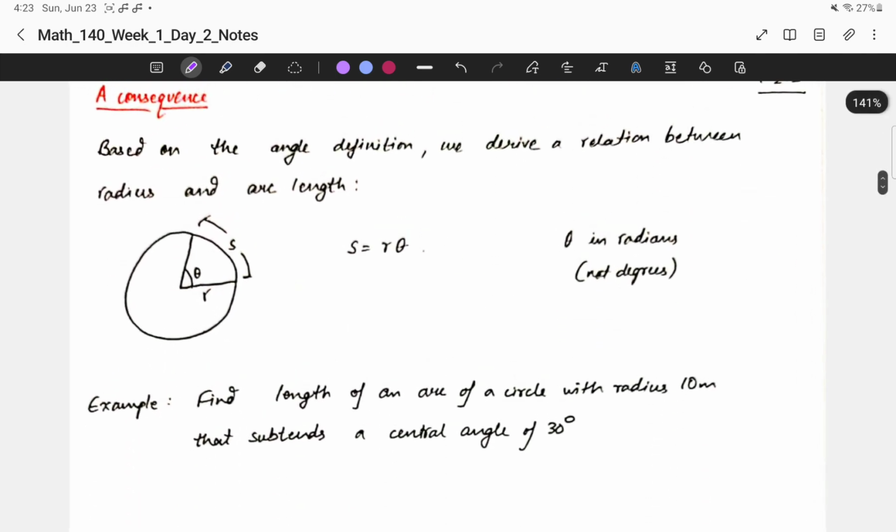Now, a consequence of this definition is that we can get a relation between the radius and the arc length. Let's say you're traveling on the circle and you cover a distance, and the angle theta is measured in radians. That's important, not degrees. Then, by definition, this angle theta is your distance over radius. And then when you cross multiply, you get that the arc length is given by r times theta.